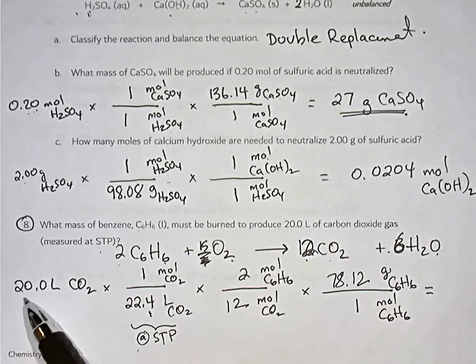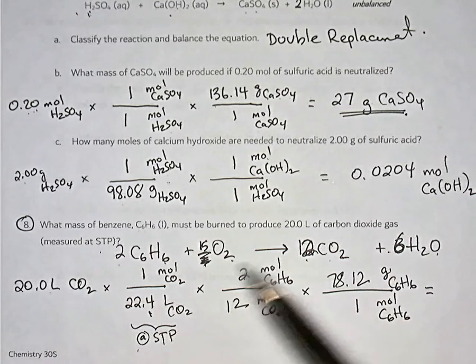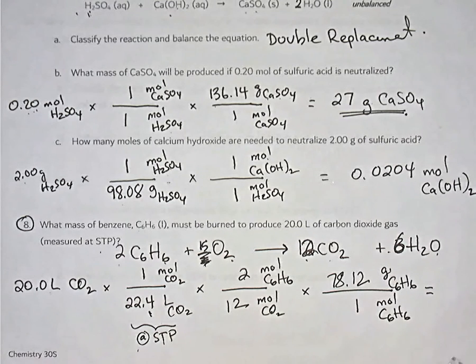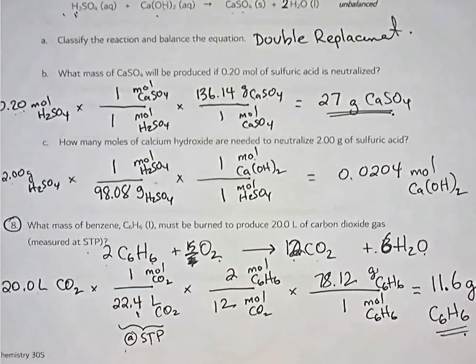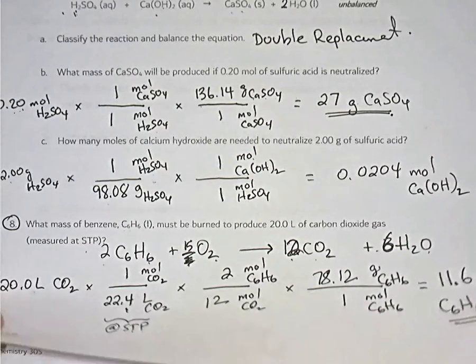There's 3 digits here, there's 3 digits here, and there's 4 digits here. We ignore the coefficients when we're using significant digits. Those are pure numbers, they're not measurements. So the smallest number of digits was 3. So using a calculator, we'll round off the answer to have 3 significant digits, which will be 11.6 grams of the benzene needed to be burned. Okay, so 11.6 grams of benzene will produce 20 liters of carbon dioxide.